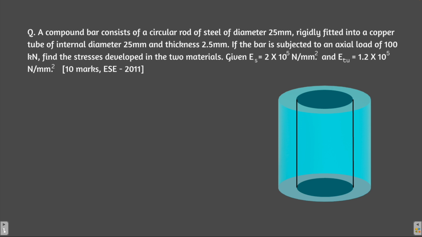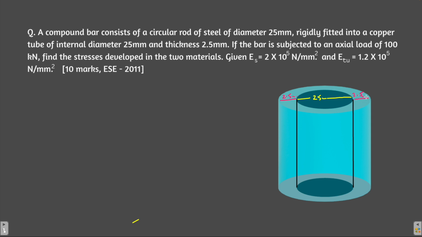The question says that a compound bar consists of a circular rod of steel of diameter 25 millimeter. So there is a circular rod of steel and its diameter is 25 millimeter. This is the diameter of the steel rod, okay? Rigidly fitted into a copper tube of internal diameter 25 mm and thickness 2.5 mm. So the bigger cylinder which you can see here is of copper, okay? And the thickness is given to you, right? So this thickness, let me mark it in another color. This thickness is 2.5 mm.